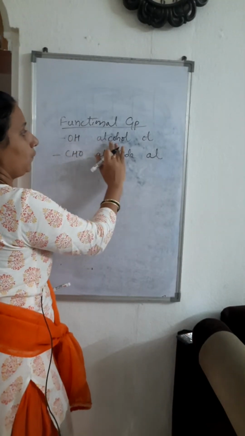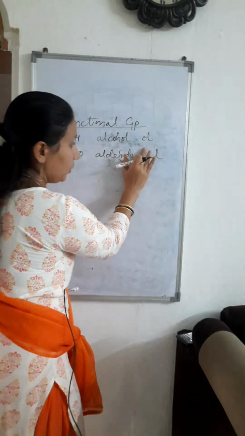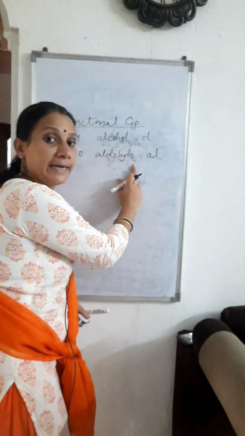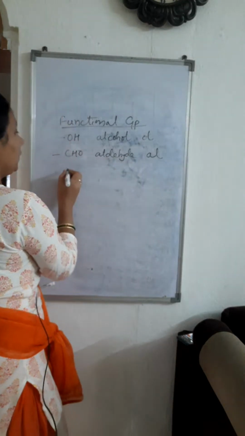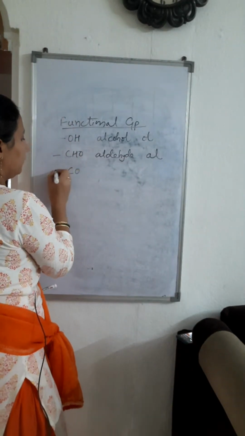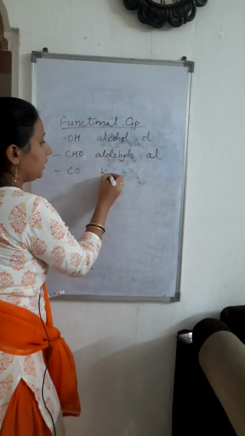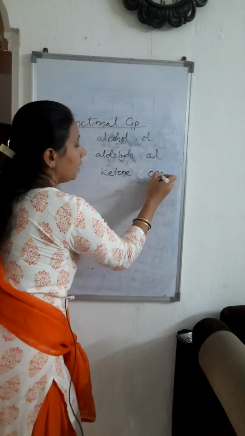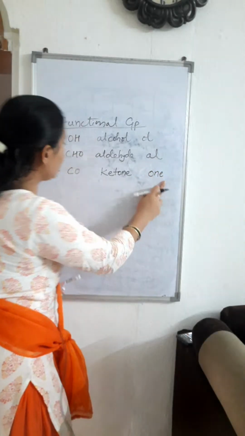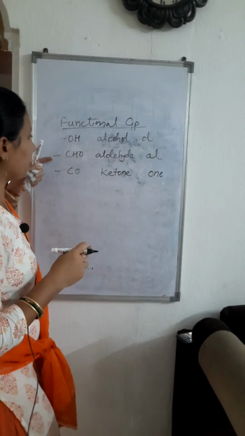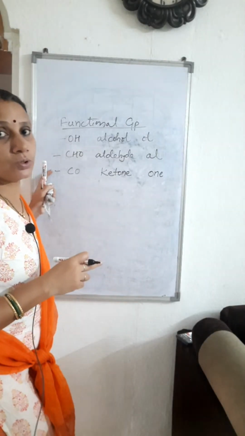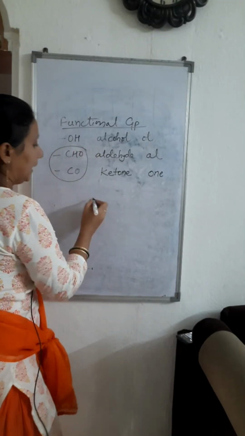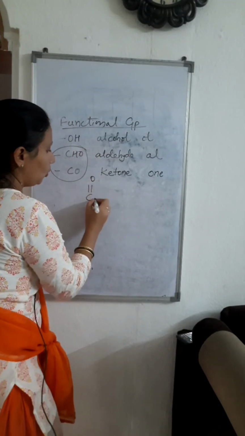If OH is there, we call it alcohol and we use ol. If CHO is there, we call it aldehyde and al is used. If CO is there, we call it ketone, and we use on as a suffix. Students often get confused with these two topics, aldehyde and ketone, they look the same. When we write this in formula, for aldehyde we represent C double bond O H.